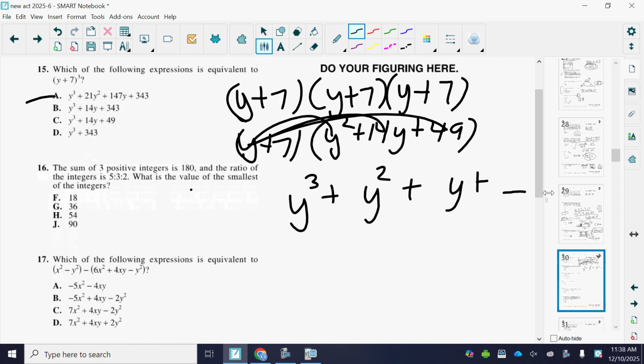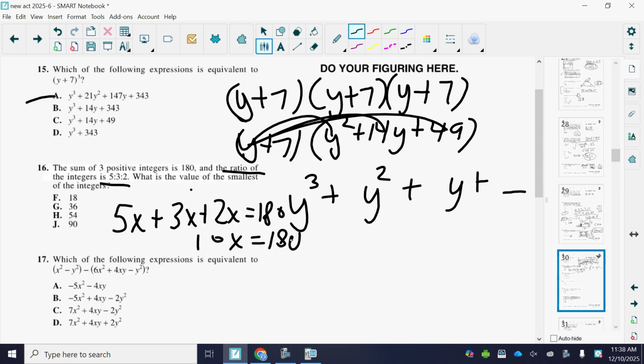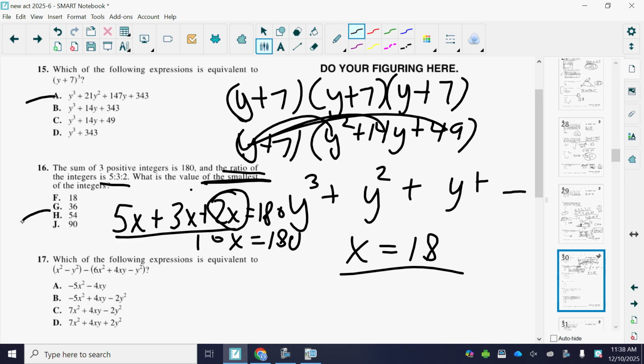This is my famous ratio trick. I use it a lot in geometry and obviously here. If the ratio is 5 to 3 to 2, who are the numbers? 5x, 3x, and 2x. And the sum is 180, whoosh. 10x is 180. Add them up. Divide by 10, x is 18. But be careful, the answer's not 18. What do they want? They want the smallest of the numbers, so that's 2x, 36. Watch that, suckers.